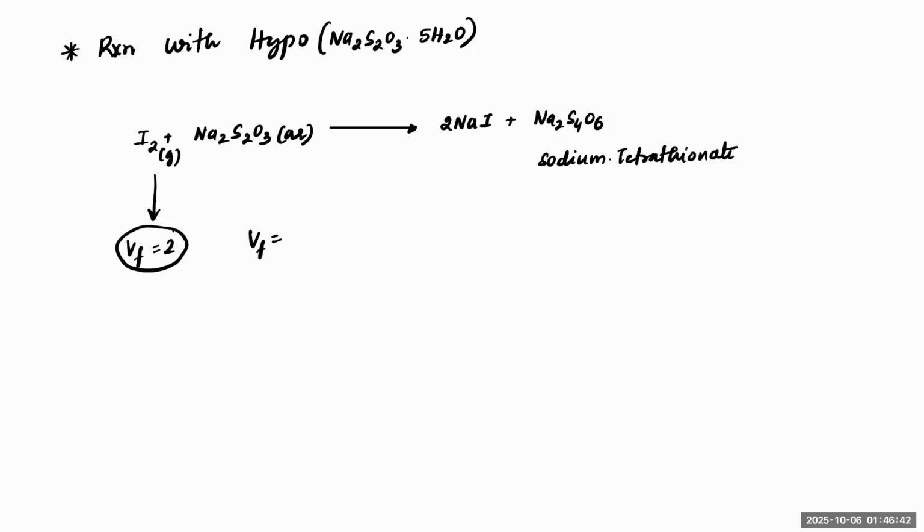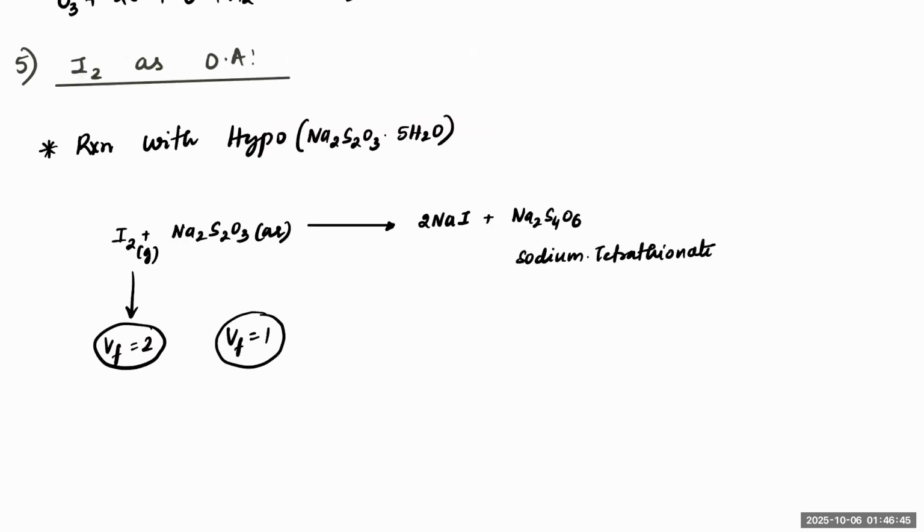It is 1. Why? See, for 2 sulfurs, if you notice the oxidation state, you are getting plus 2 for 1 sulfur and 2.5 for the other. So if I take it for 2 sulfurs, it will be 4 and here it will be 5. So how much is the electron difference? 1. 1 electron has been transferred for every 2 sulfurs here.